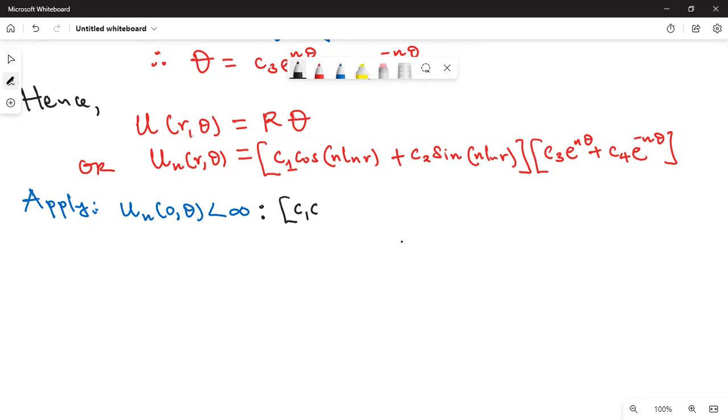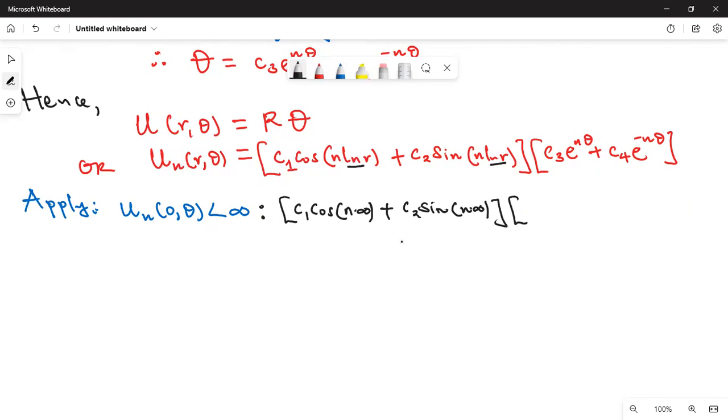C1 cosine of n ln 0, n times infinity. Or simply, remember ln 0 is infinity, I'll just write cosine of n times infinity, plus C2 sine of n times infinity, because here we have ln 0, which is infinity. Again, here it is infinity. So this is a multiplication.